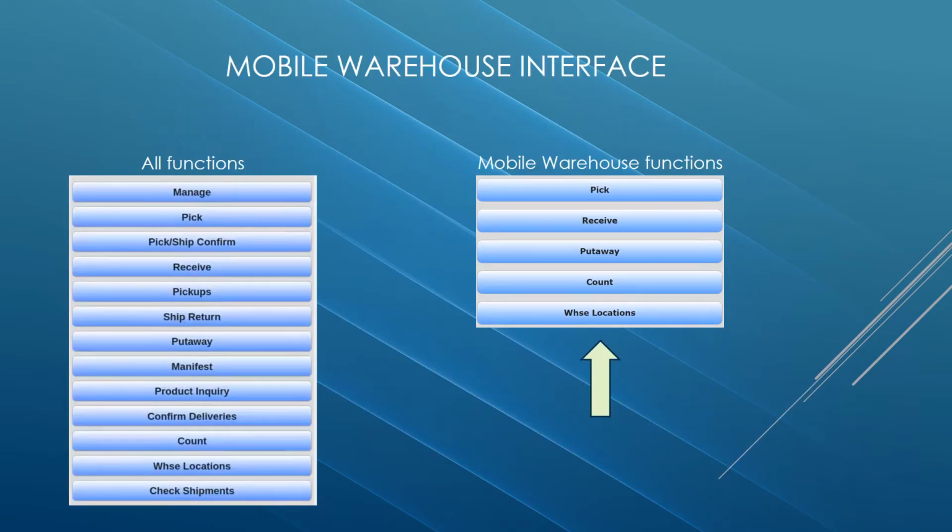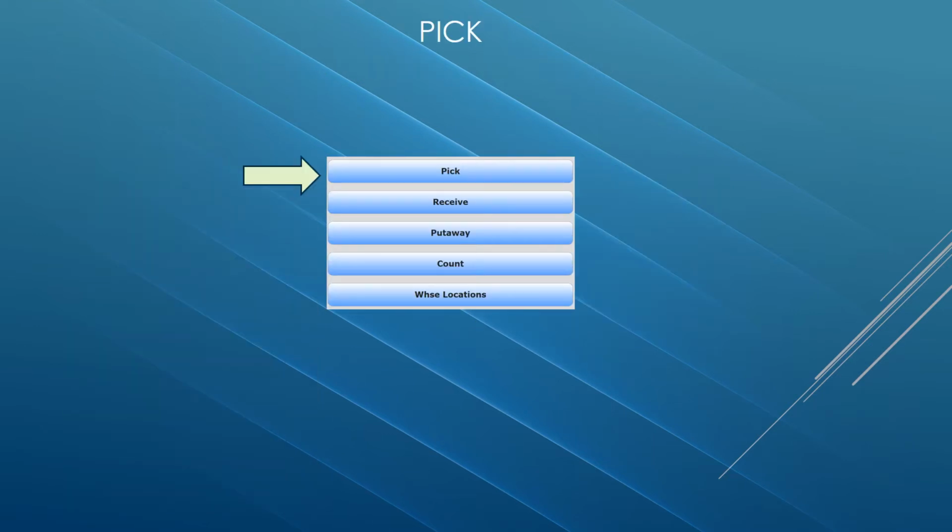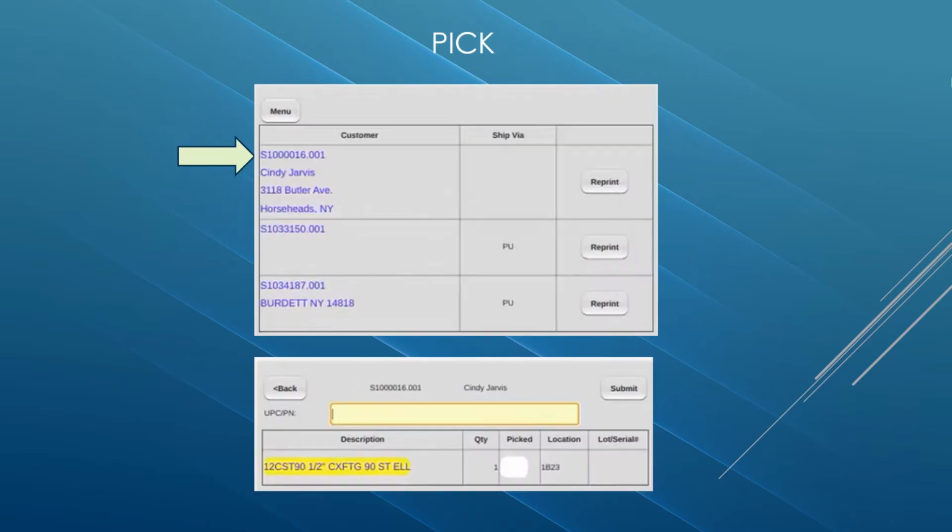As previously mentioned, the warehouse interface will display differently on mobile devices, and in the case of warehouse workers, the set of functions available is simplified. The mobile picking process. In this example, 3 orders show in this warehouse worker's queue for picking. Clicking on the order will show the items on the order to be picked.